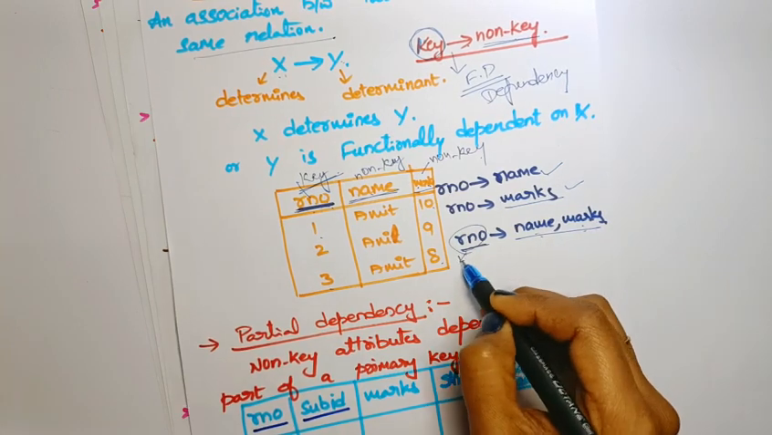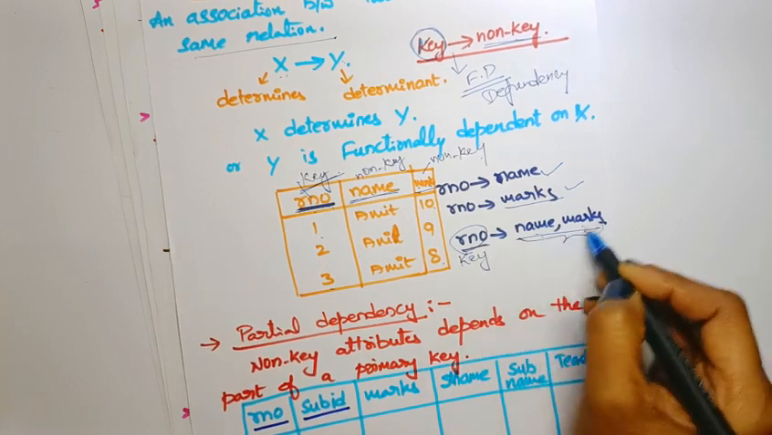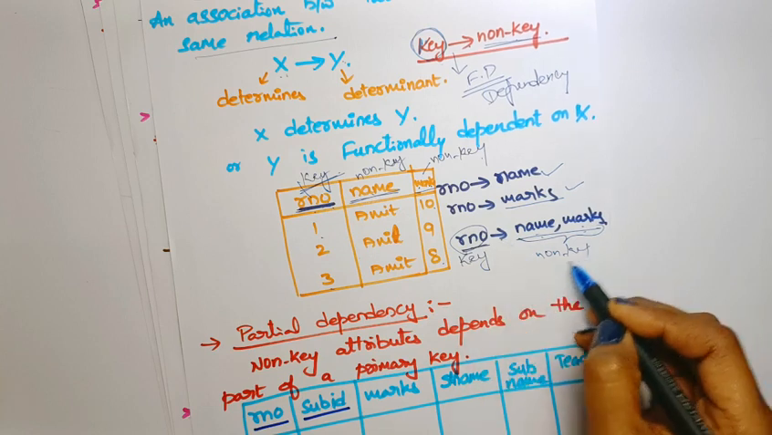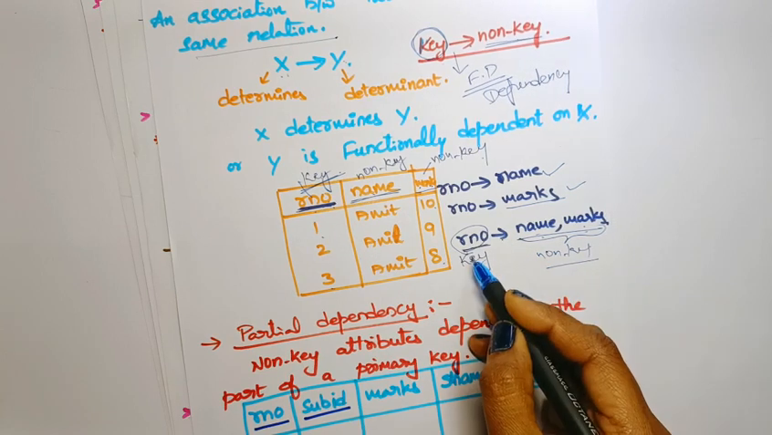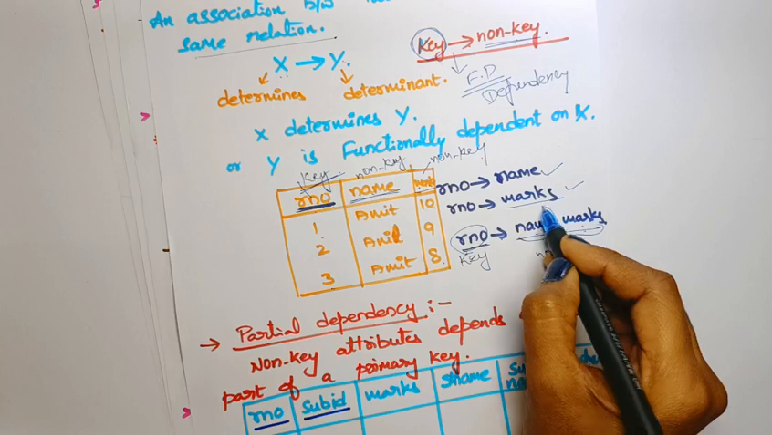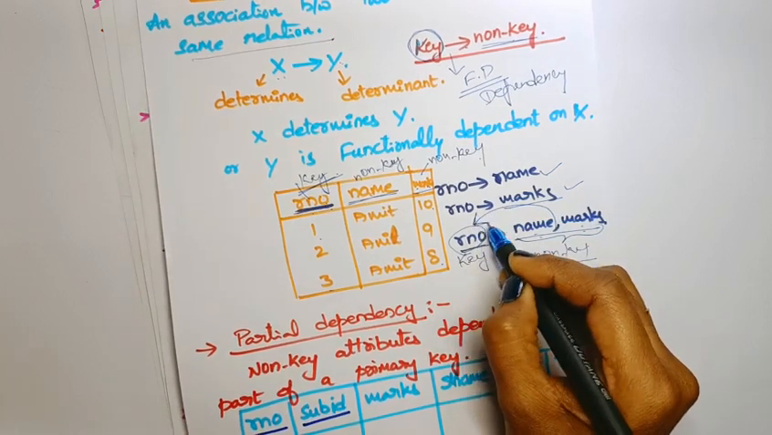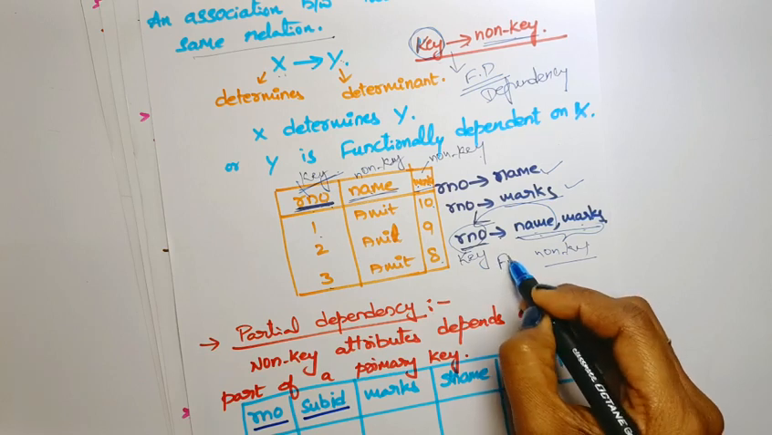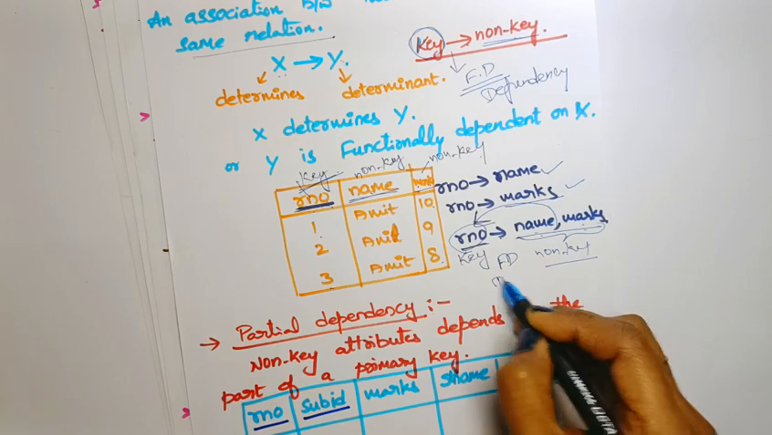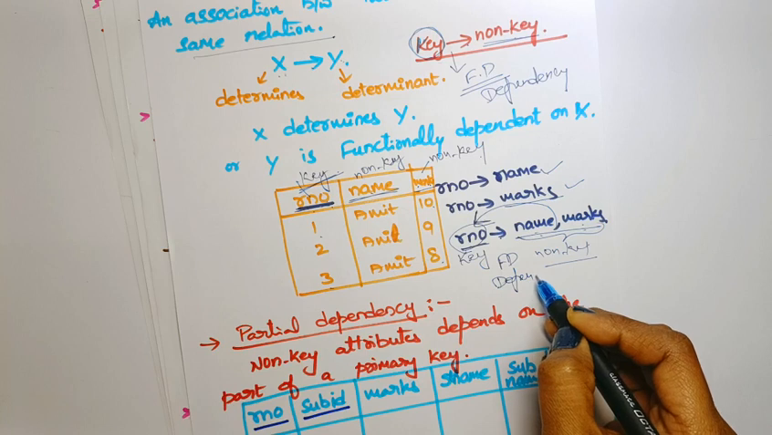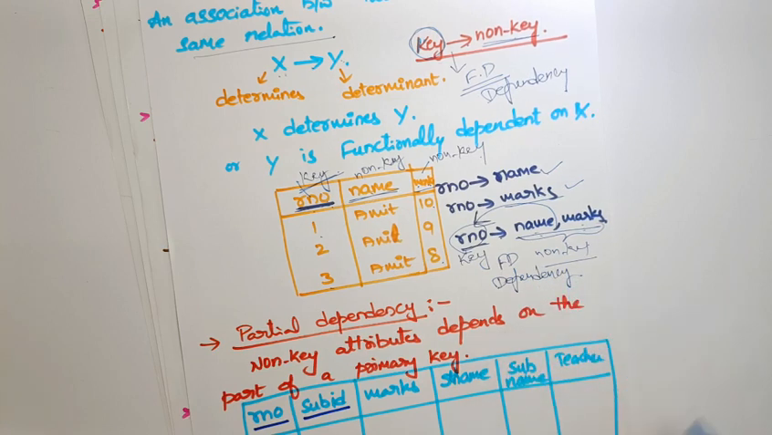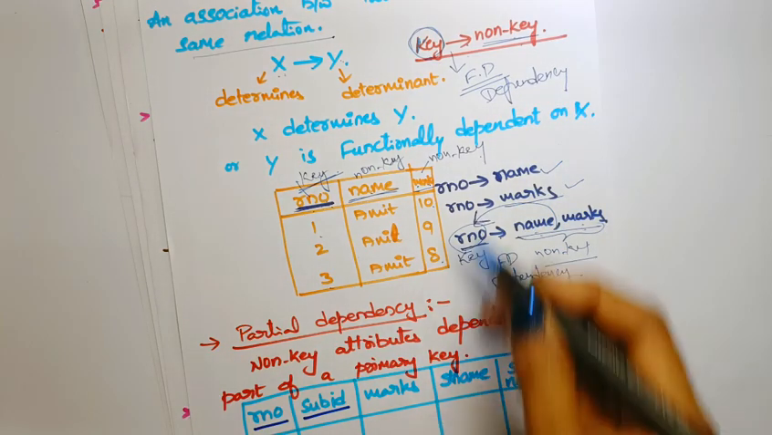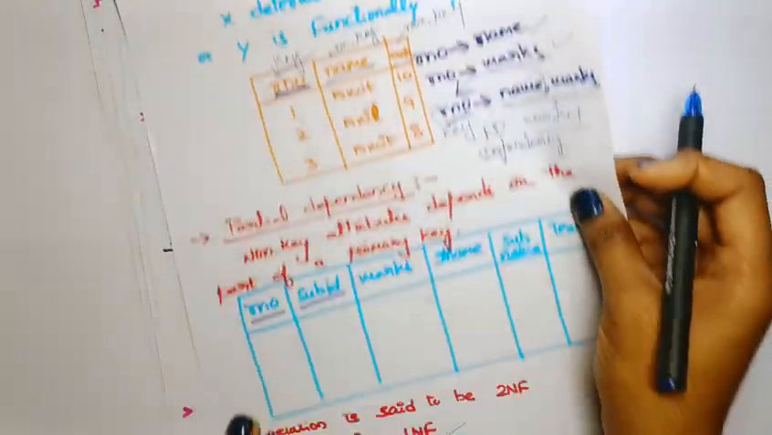So here, this is nothing but a key attribute. These are nothing but non-key attributes. The key attribute determines the non-key attributes, or you can say that the non-key attributes fully depend on the key attribute. So here this is nothing but a functional dependency, or you can call it a dependency. Whenever the key attribute determines a non-key attribute, then you can say that is a functional dependency.